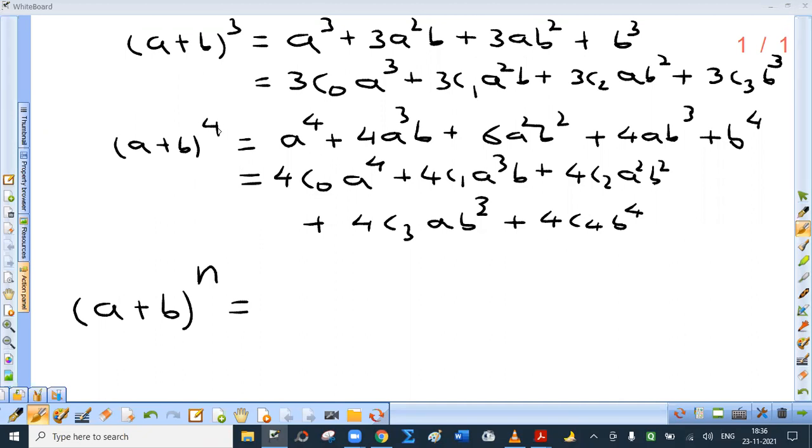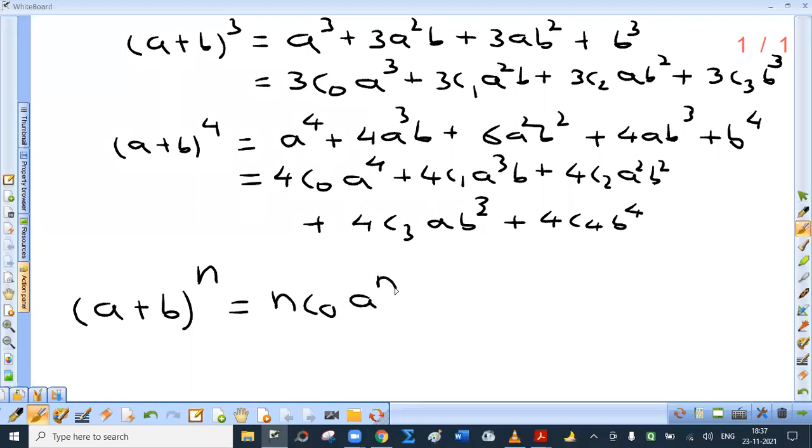Few more observations. Index is 4. So the first term is A raised to 4. Index of A goes on decreasing by 1. See, 4, 3, 2, 1, and there is no term in A in the last one. Actually, it is A raised to 0, I can say, because A raised to 0 is 1. At the same time, index of B goes on increasing by 1. Sum of the indices of A and B in each term is the index of binomial. 4, 3 plus 1, 4, 2 plus 2, 4, and so on. And therefore, we can guess expansion of A plus B raised to n as what?